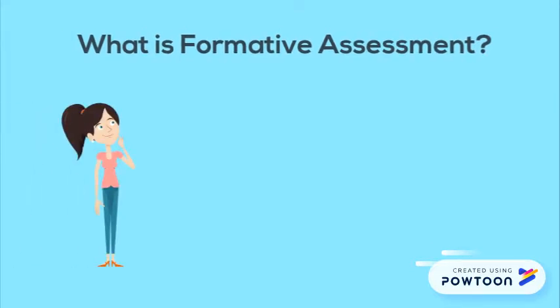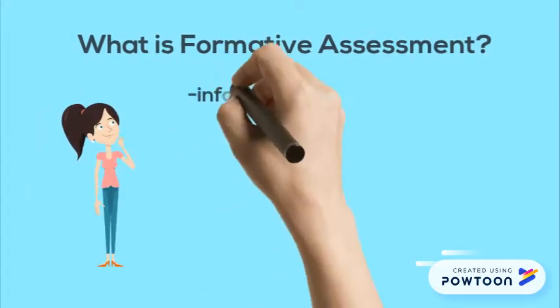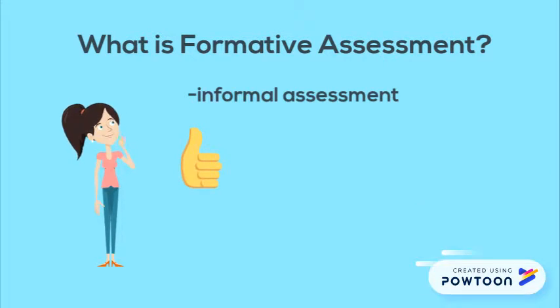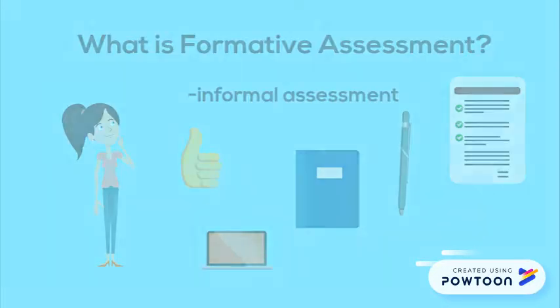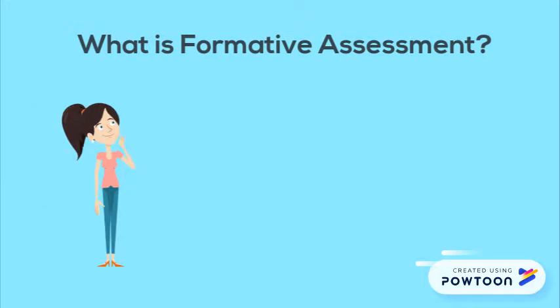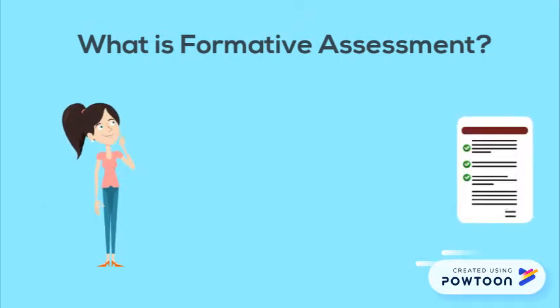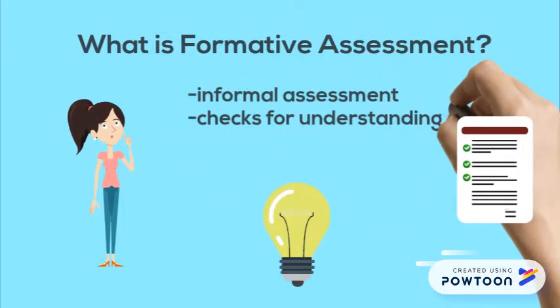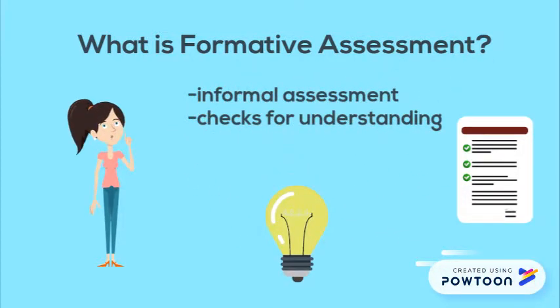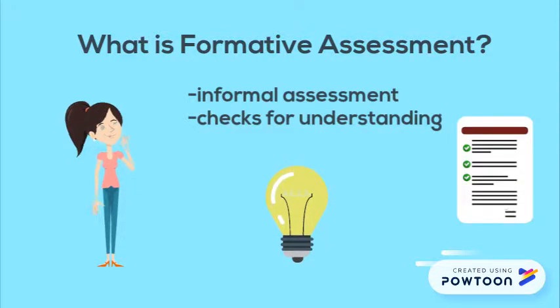Let's start with informal. It can be as simple as, give me a thumbs up or thumbs down so I can see if you're understanding. It can use technology, pen and paper, or nothing, but it's not a graded assignment. We use it to check for understanding. How can we determine what students are actually learning? We need to make checks along the way, before, during, and after instruction.